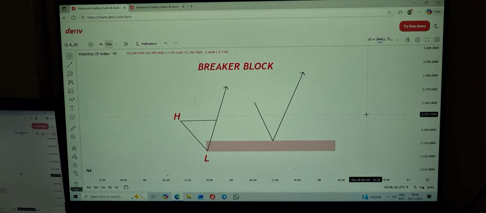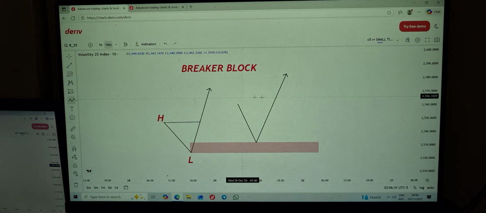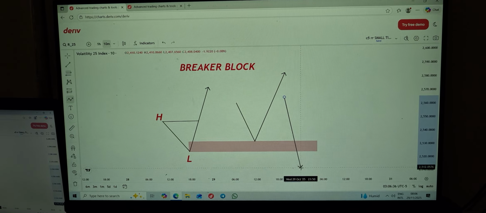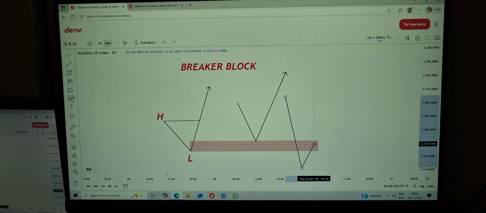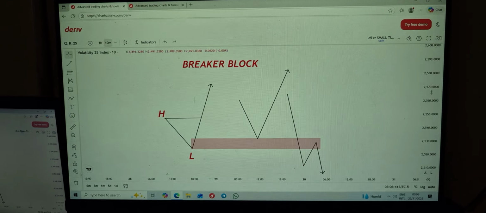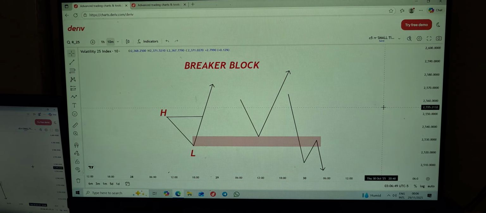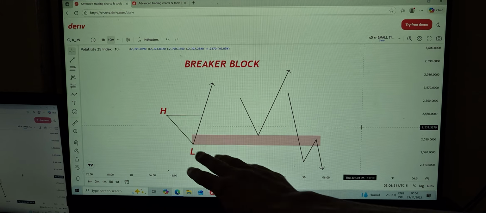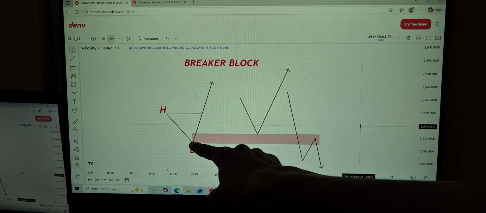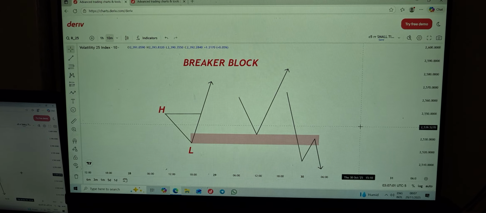So in these terms, a breaker block is a situation where the demand does not get respected, then price comes and violates the demand, then it comes back to retest this demand as what is now a supply. This logic follows the one that describes support changing into resistance or resistance changing into support. So a breaker block is formed when a demand fails to be respected, then price breaks below the low, then it comes to retest this zone as a supply. That's literally how you describe a breaker block.